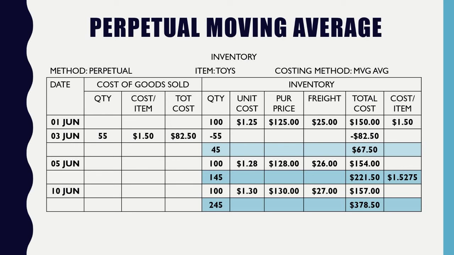So in this case, 378.50 divided by 245 should give you 154.48. Okay.